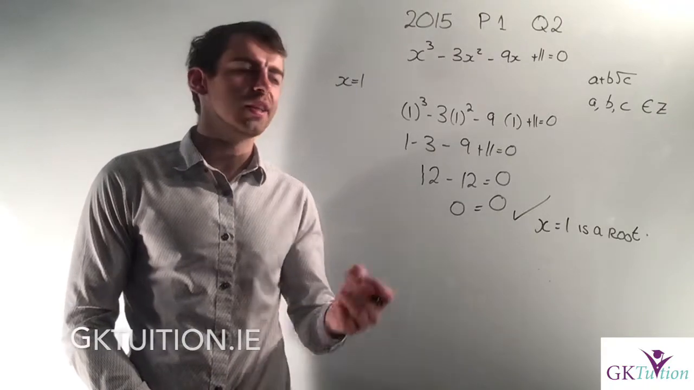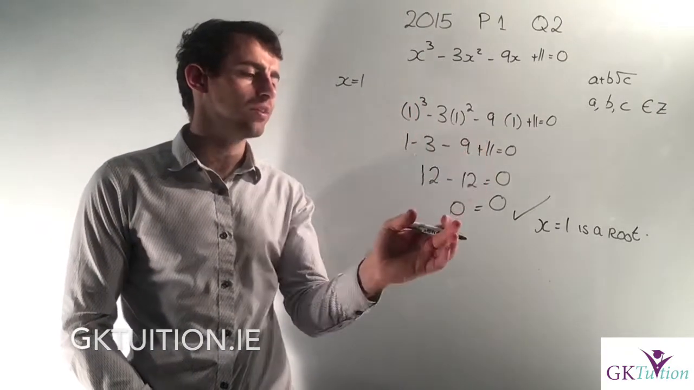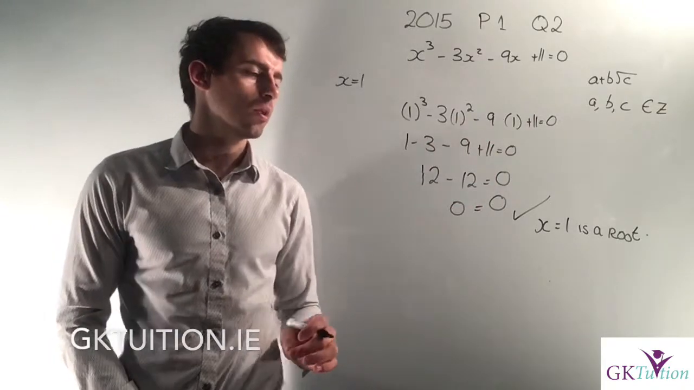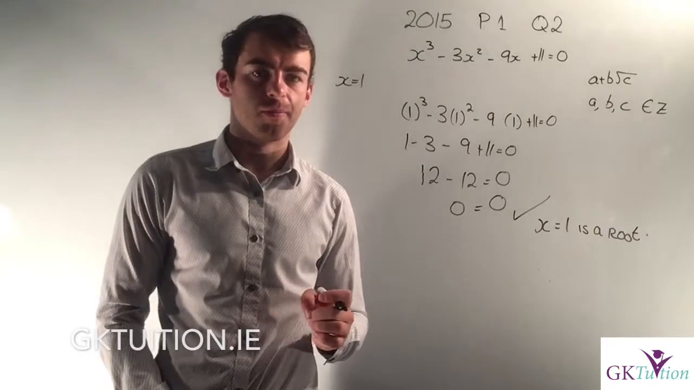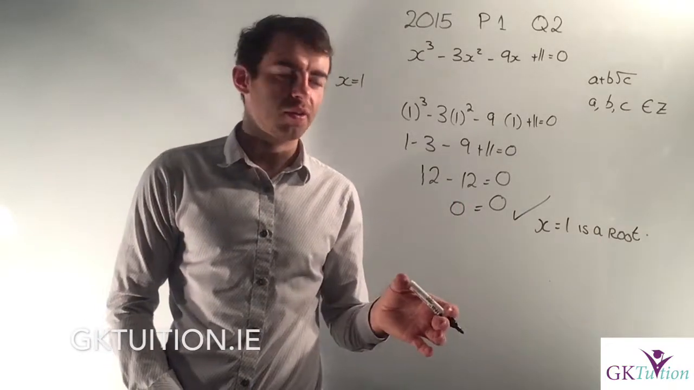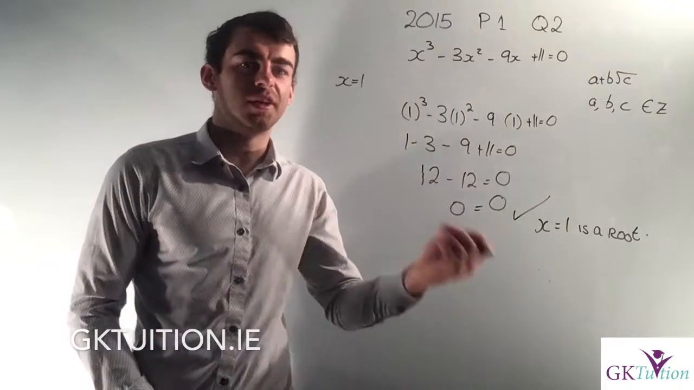Okay, so as you can see, in this case, when I subbed in everywhere there was an x, I subbed in a 1, and everything cancelled out. I ended up with 0 equals 0. And because everything cancelled out, that means that x equals 1 is a root. Now, obviously, this one worked out nice enough. If that hadn't worked out, I would have had to continue on.